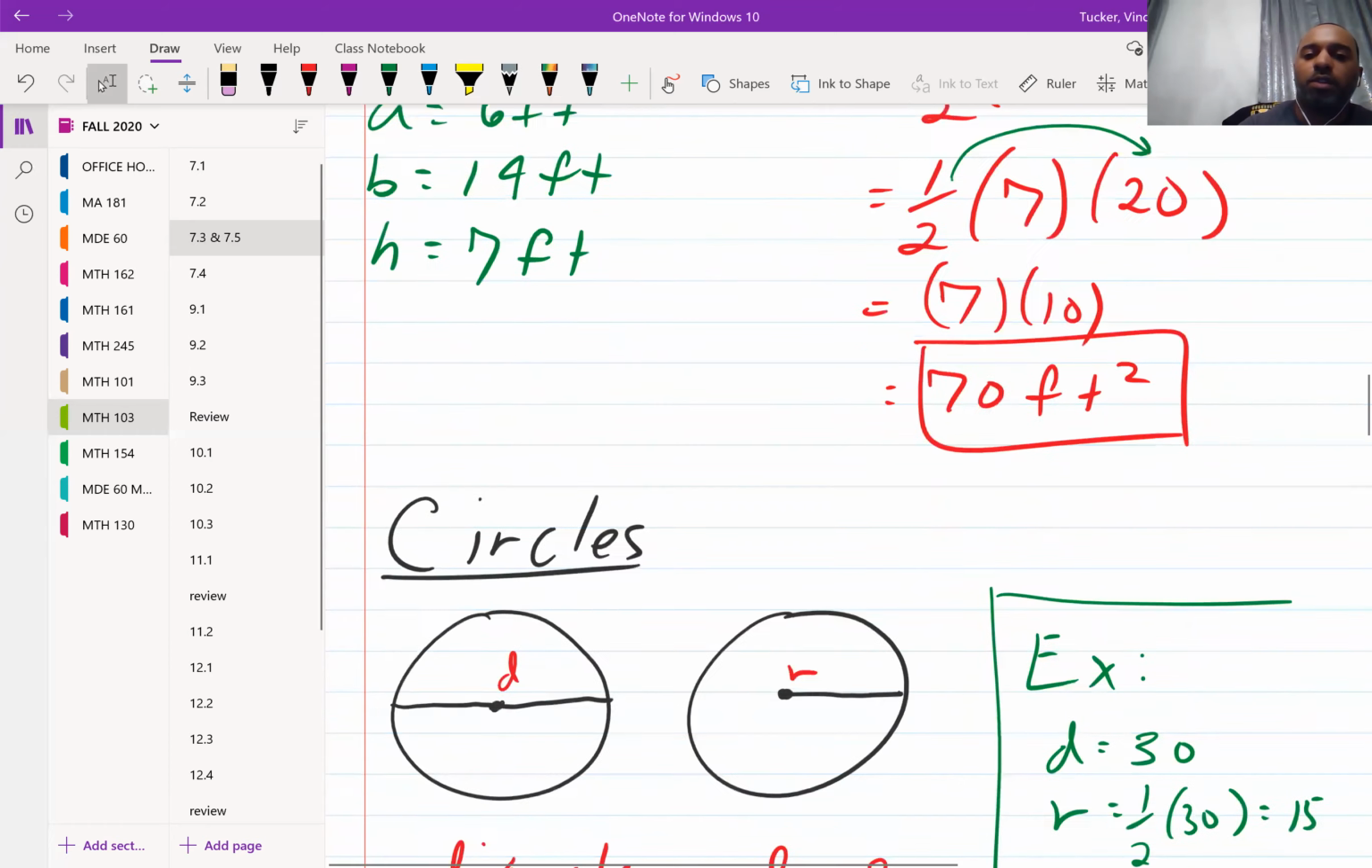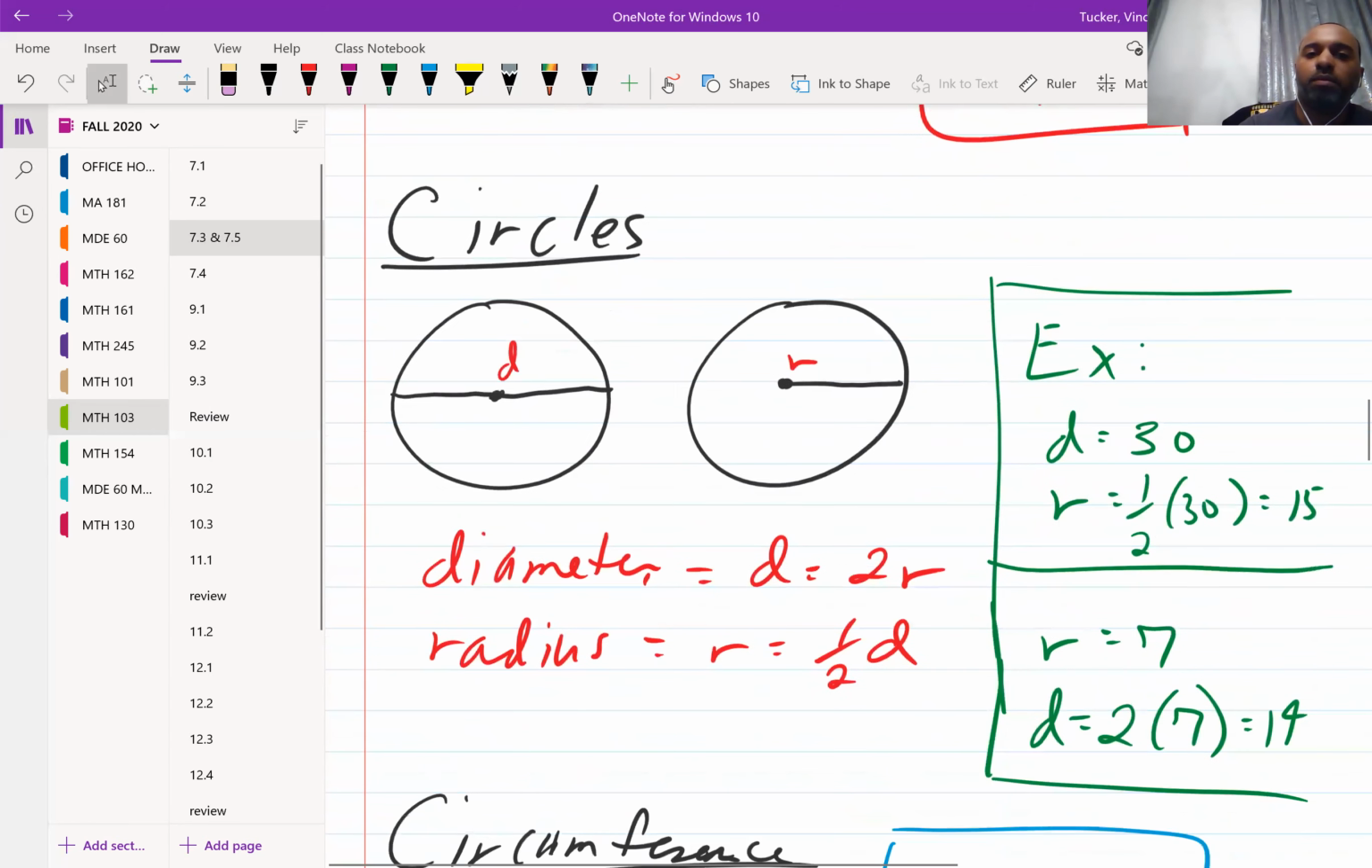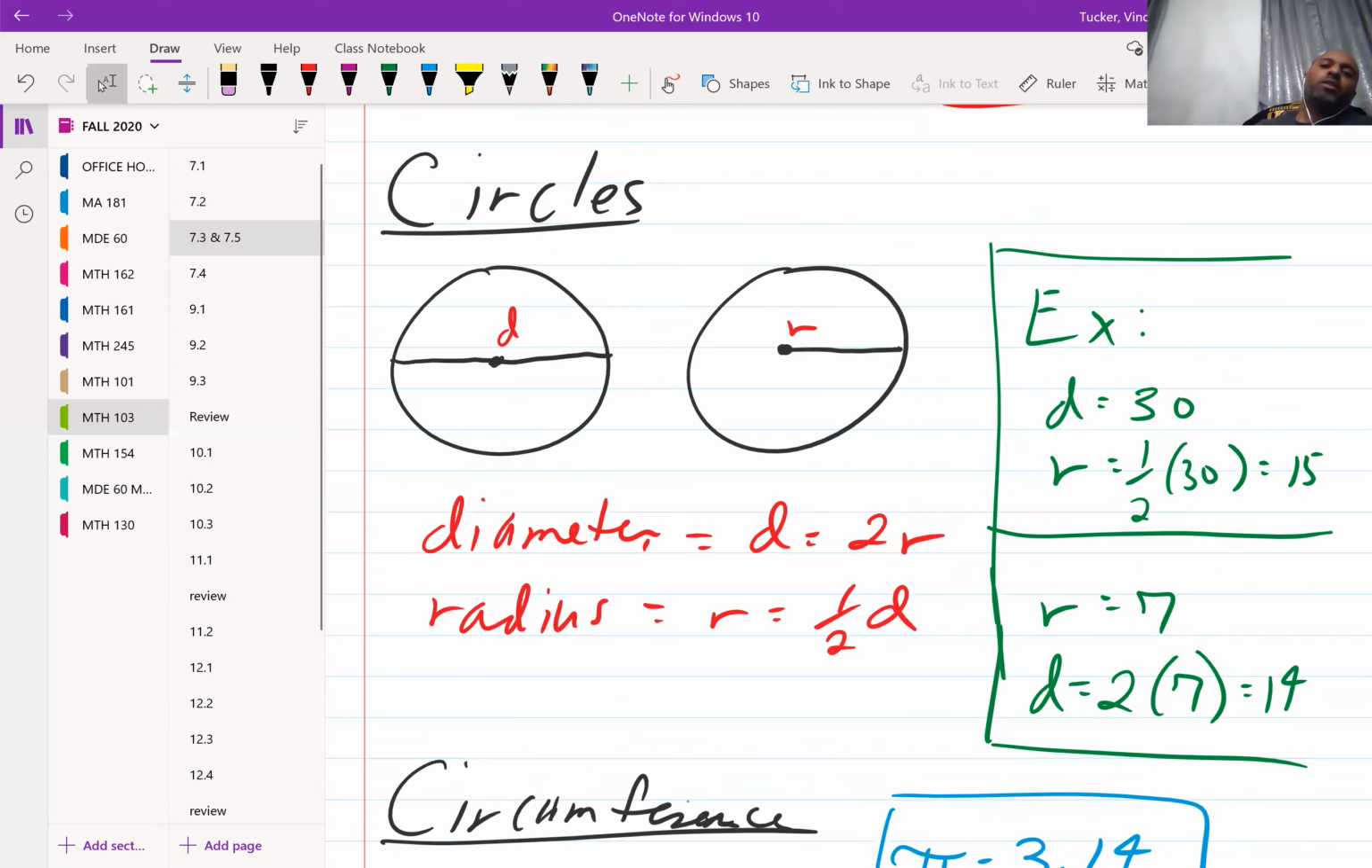All right. So let's look at circles. So here we have, if your line goes from one end of your circle to the other end through the center, that's considered your diameter. But if it starts at the center and goes to one end of the circle, that's considered your radius. The relationship between the two is that your radius is always half of your diameter. Your diameter is always 2 times the radius. So if you know one, you automatically know the other.